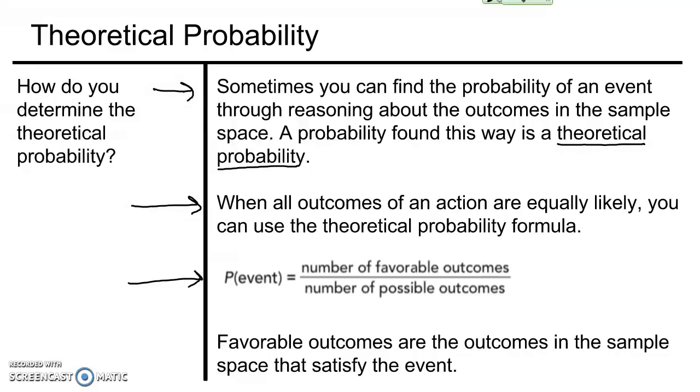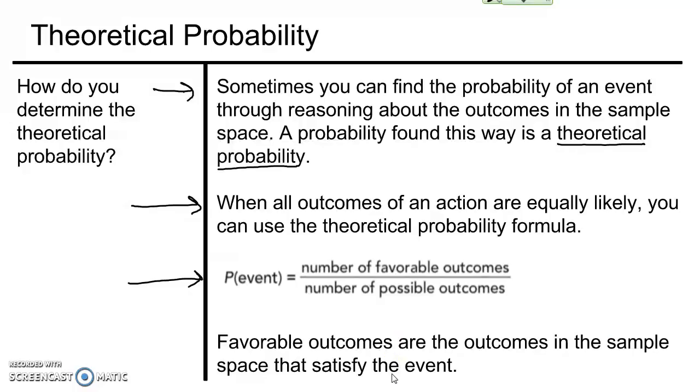that as a ratio. When all outcomes of an action are equally likely, we can use the theoretical probability formula, which is this. Again, remember this probability notation where we have P and then whatever the event that we're finding the probability of is written in the parentheses. We're going to put the number of favorable outcomes over the number of possible outcomes. And when we say favorable outcomes, that just means outcomes in the sample space that satisfy the event.